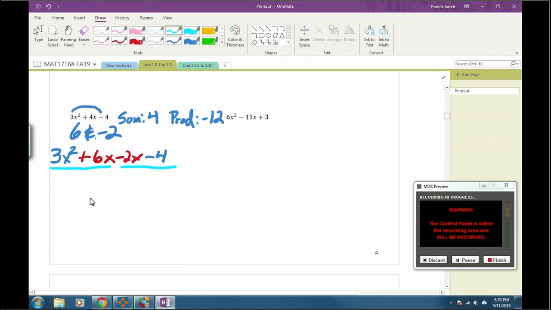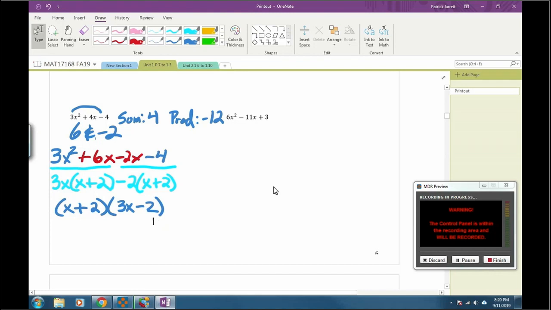3x squared plus 6x. So we have to take the greatest common factor out of both sets. For this, it is going to be 3x, and you will have x plus 2. And since we have a negative here, we're going to factor out a negative 2, and we're going to get x plus 2. So what happens is we have x plus 2 that's common to both, and then it'll be multiplied by 3x minus 2. And that is the final answer. That's the factored form. End of story.